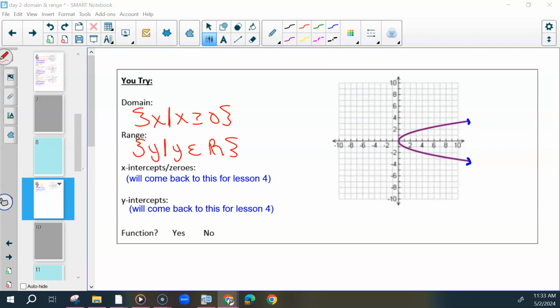X-intercepts, what are they? 0. Y-intercepts? Is this a function?